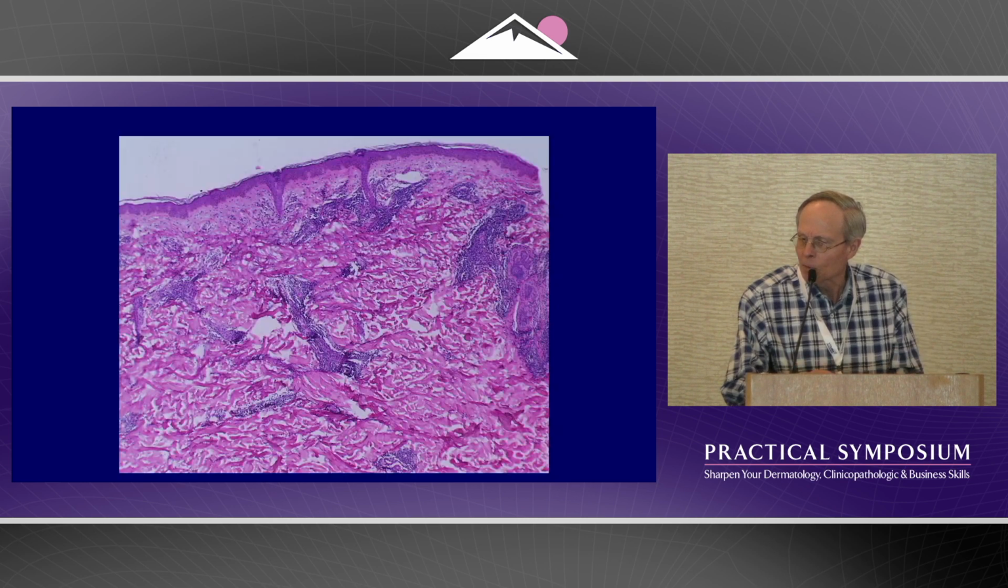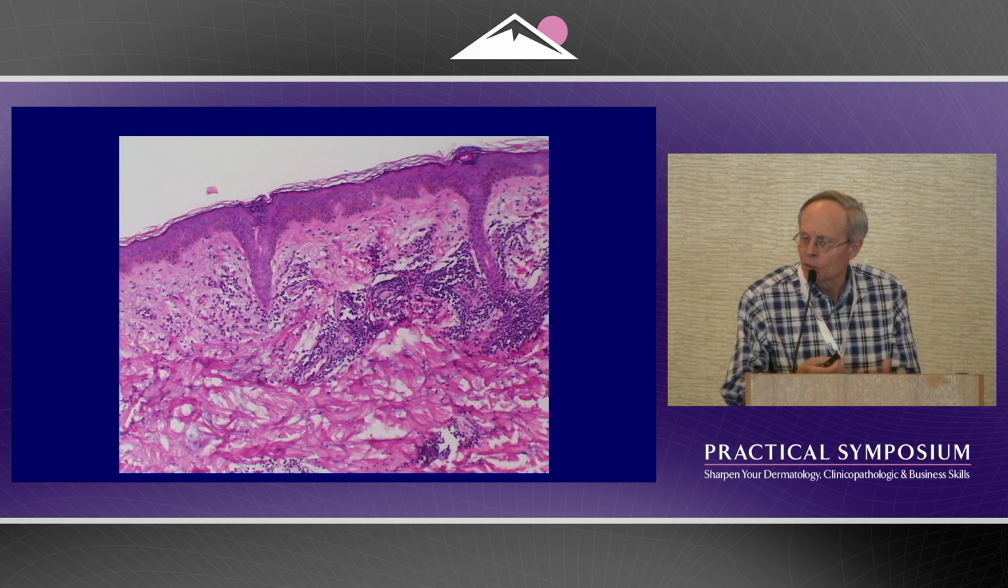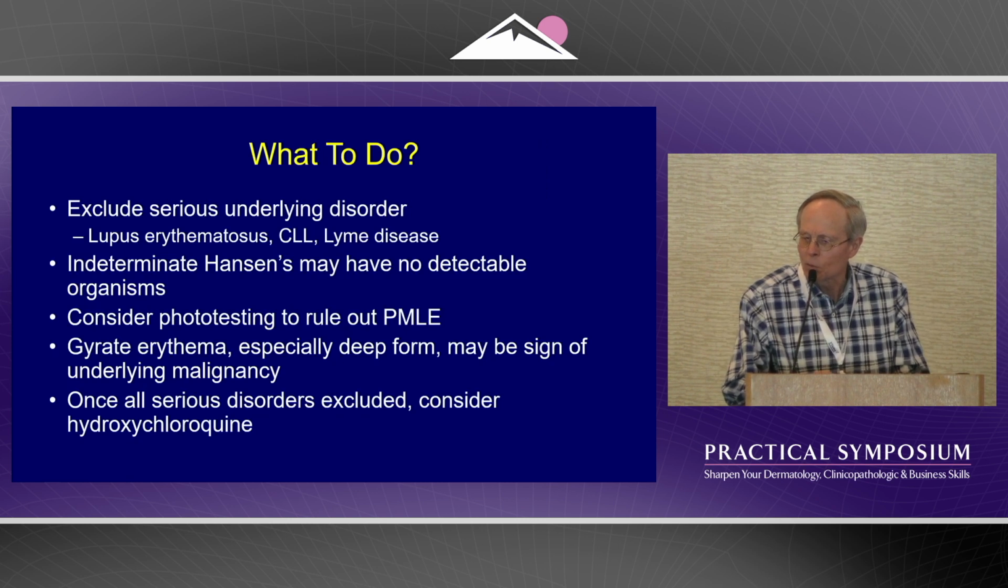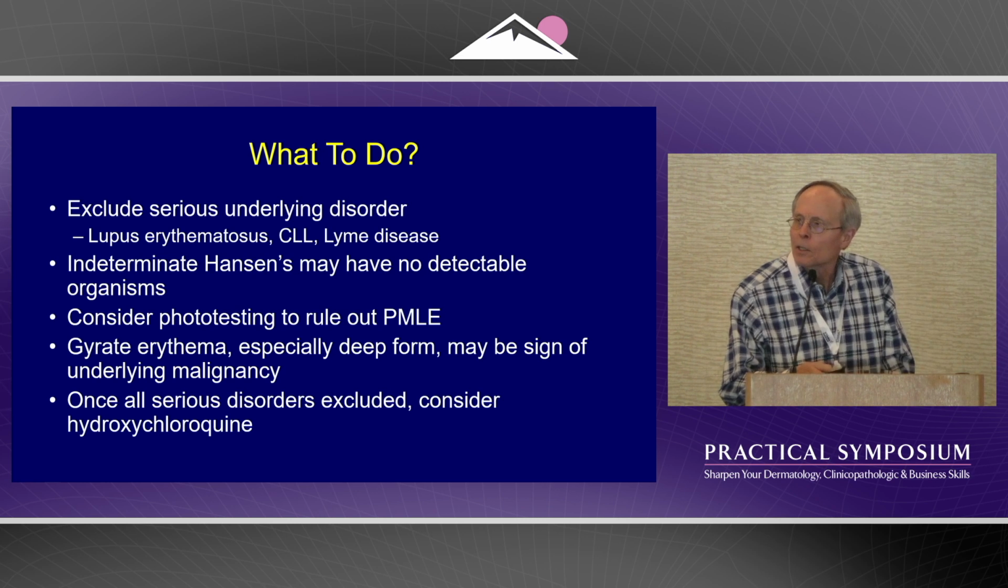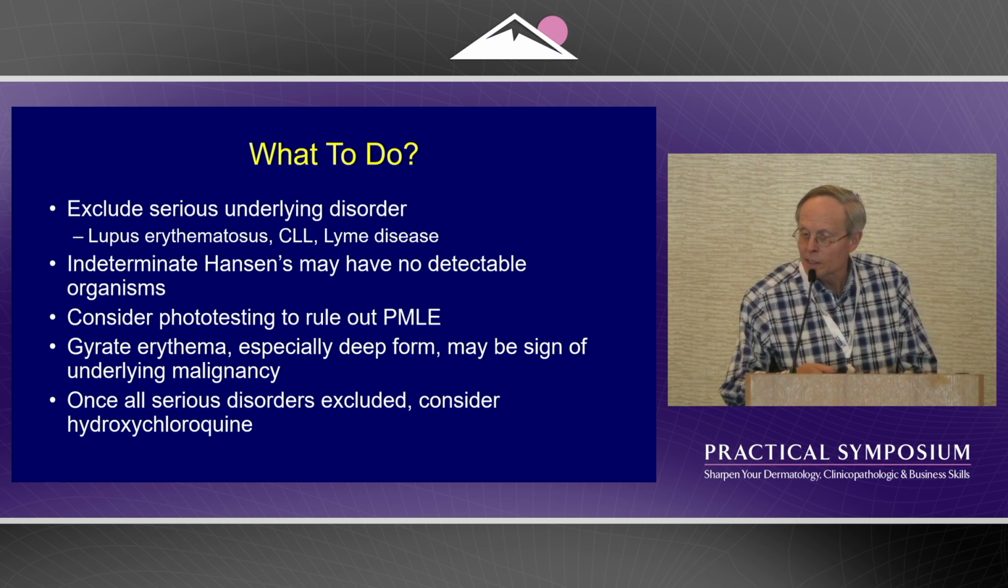So here's another example. It shows the same thing. It just shows you this last patient actually did have tumid lupus erythematosus in this case. So these are all the diseases that can look like this. So you can do photo testing, make sure they don't have weird Hansen's disease, et cetera.